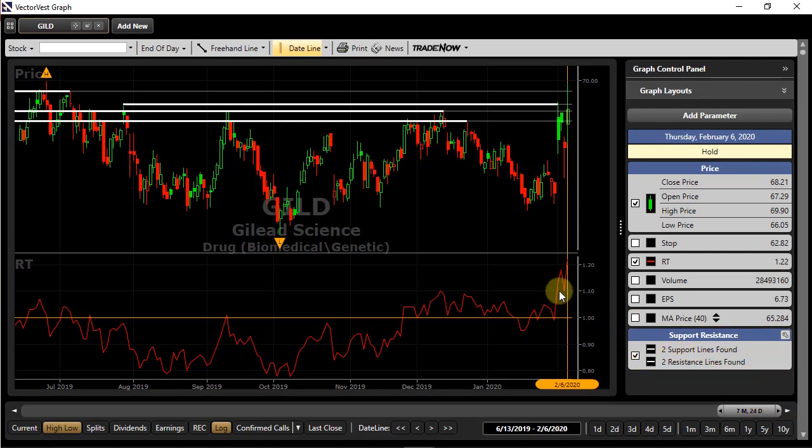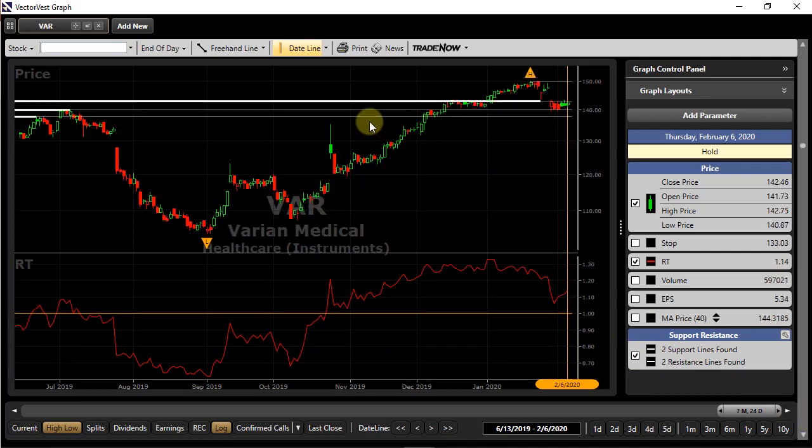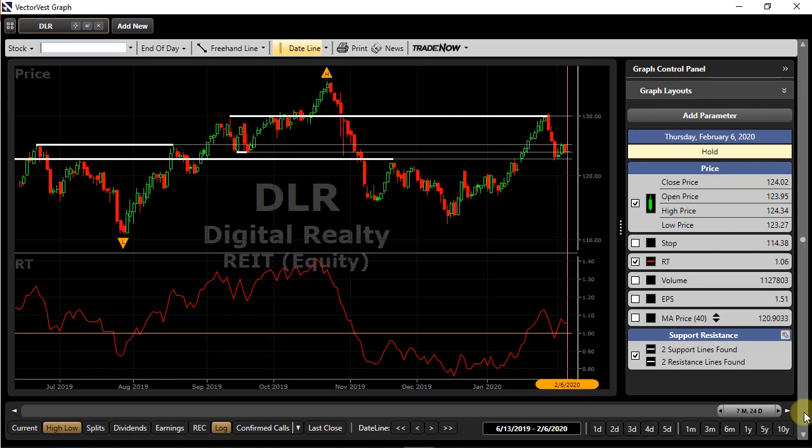What I do like, though, is that the relative timing indicator is above 1. Means the stock is in an uptrend. So here's the retracement off of support, this support level at about 140.13. There's the 1% retracement. I think we're a little bit too close to resistance, though, to take the trade right now. But I do like how RT is above 1.